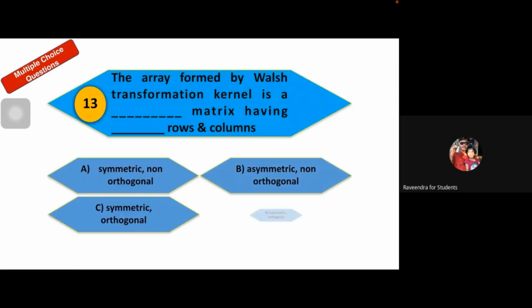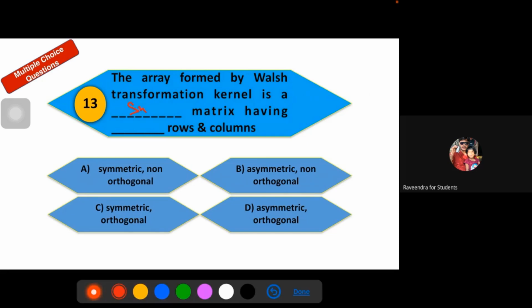The next one, 13th one, the array formed by the Walsh transformation kernel is a dash matrix having dash rows and columns. So it is a symmetric matrix, and how will the rows and columns in that matrix be? They are orthogonal. So therefore, what is the correct option? Symmetric and orthogonal.